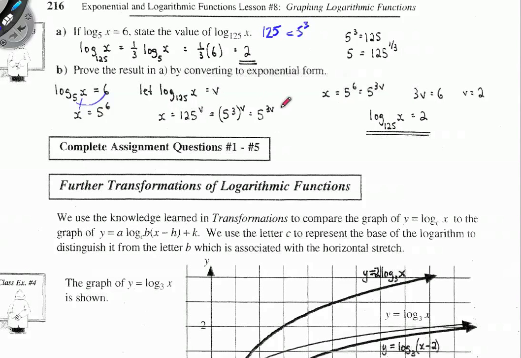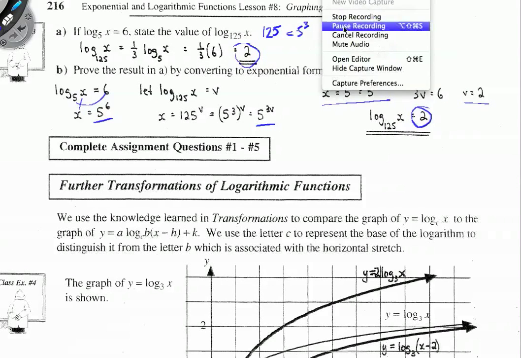So x also equals 5 to the 3v, so it equals this, and x also equals this. So here we have the statement, and obviously, comparing, v must be 2. So the value of this is 2. And we basically proved that this result up here and here are the same thing.